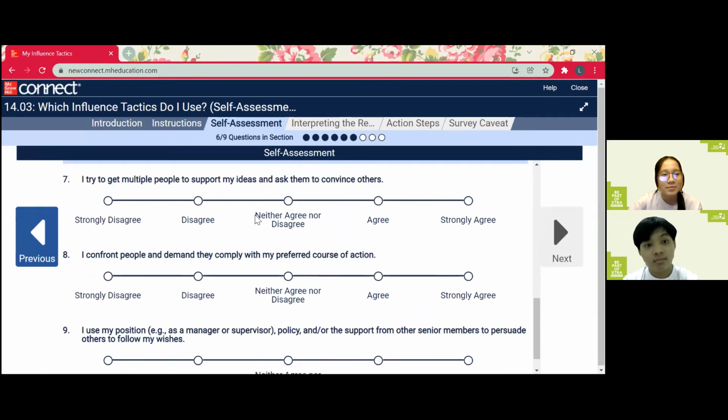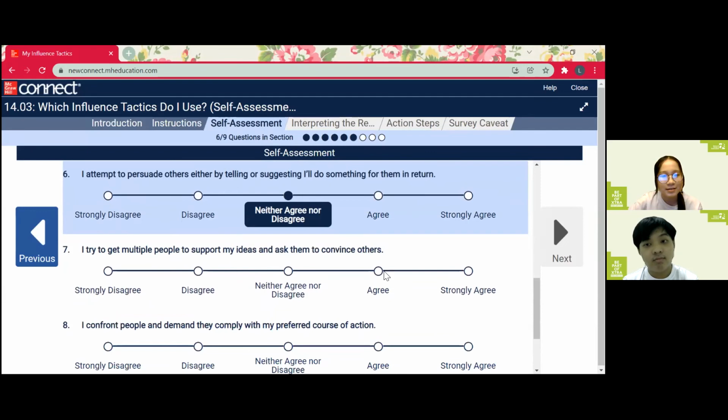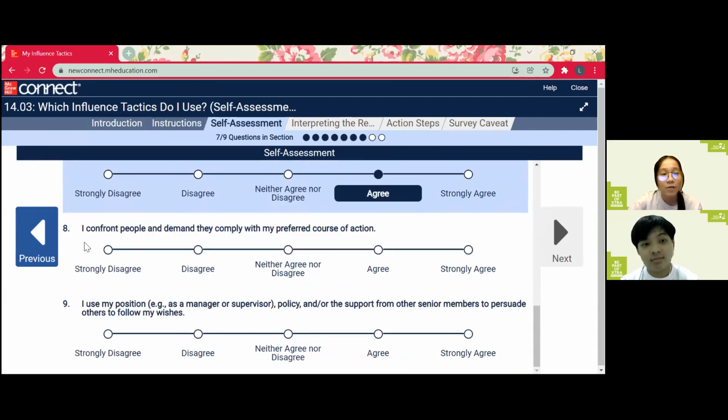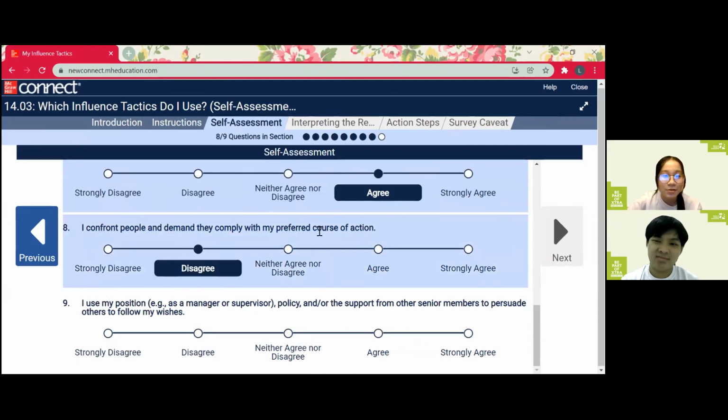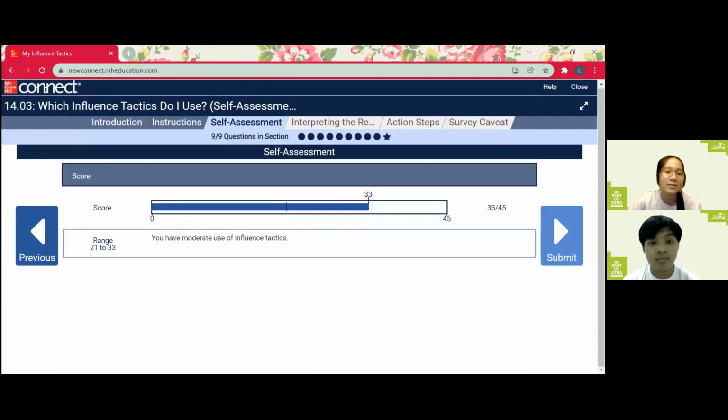I try to get multiple people to support my ideas and ask them. Yes. I compliment people and demand they comply with my preferred approach. Disagree. I use my position and policy to persuade. No. All right, next. So here is my score. It says that I have a moderate use of influence tactics, which is 33 over 45.